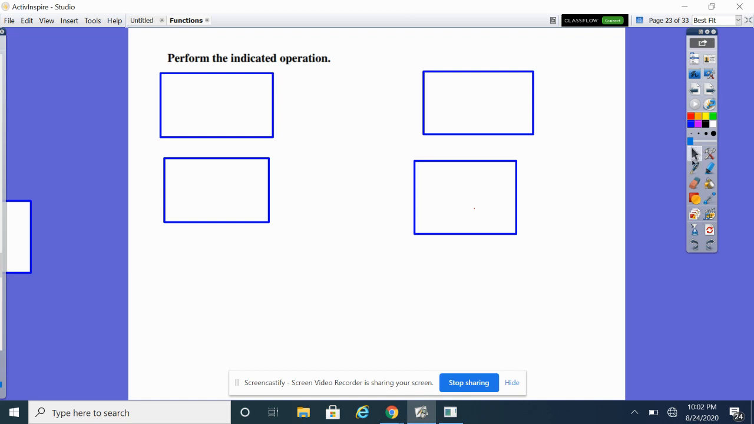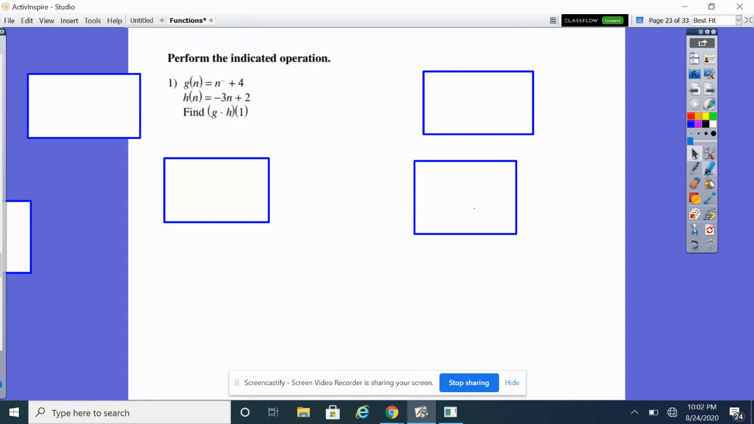All right, we're going to start off with a review. The instructions here are perform the indicated operation. We're just going to do some combining functions. Let's take a look at the first problem. So the first one says do g times h.